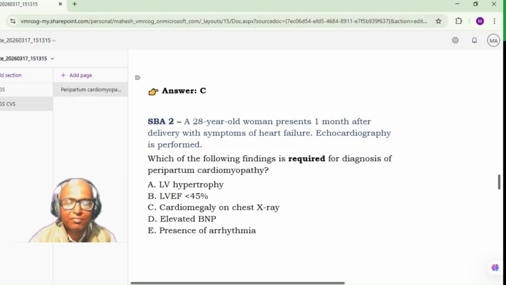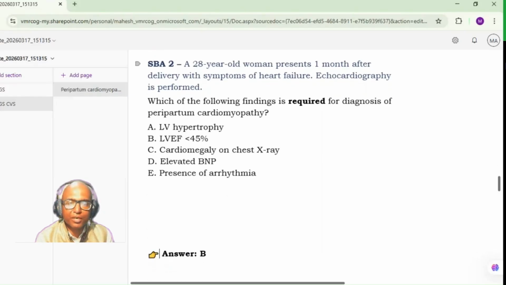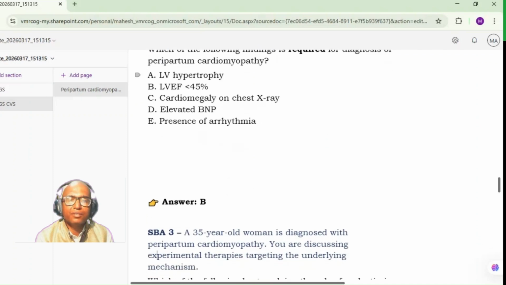Next. A 28-year-old woman presents 1 month after delivery with symptoms of heart failure. Echocardiography is performed. Which of the following findings is required for diagnosis of peripartum cardiomyopathy? A. LV hypertrophy. B. LVEF less than 45%. C. Cardiomegaly on chest X-ray. D. Elevated BNP. E. Presence of arrhythmia. B, LVEF less than 45%. Yes, that is one of the accurate options for diagnosis. But if they had given both B plus D, that would have been the best option according to me. Okay.